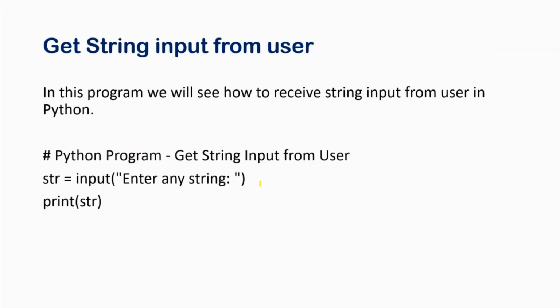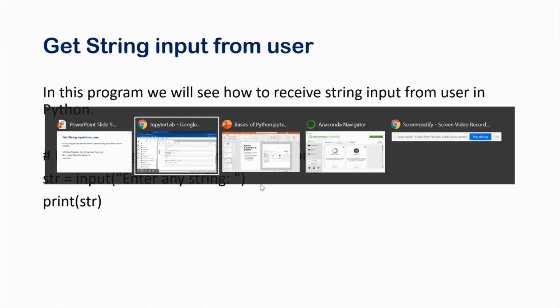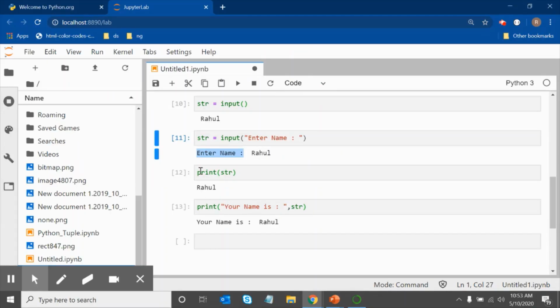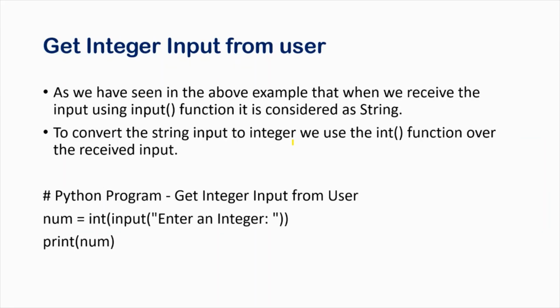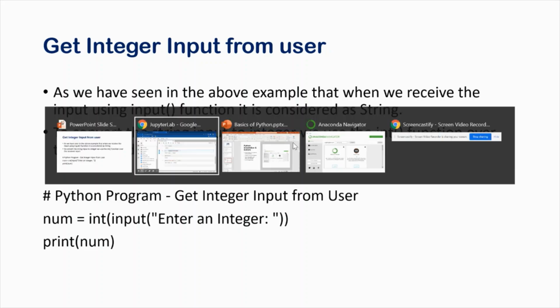Get a string input from the user. By default, Python's input method will take the input as a string. We don't need to specify anything to take the input as a string. By default, it takes input as a string. This is all string values we have taken as input. Now we will see how to take input from the user as an integer.